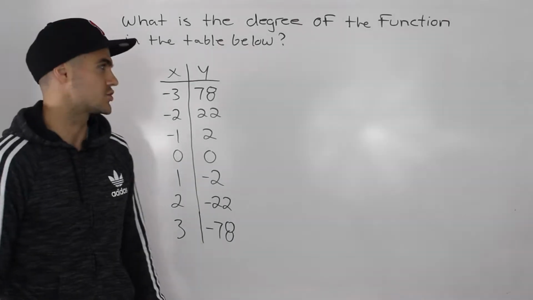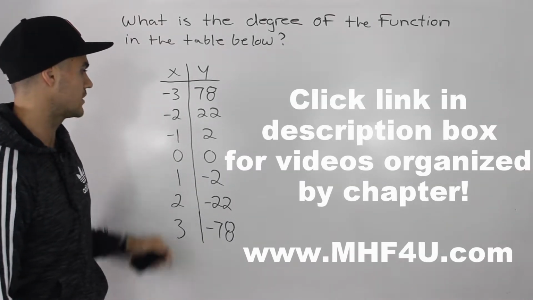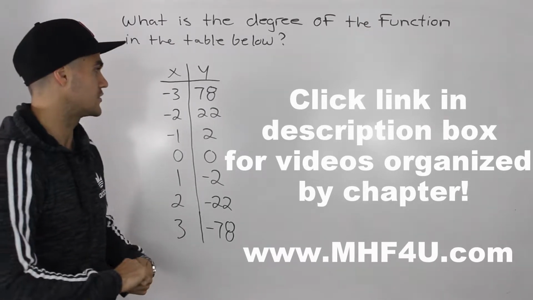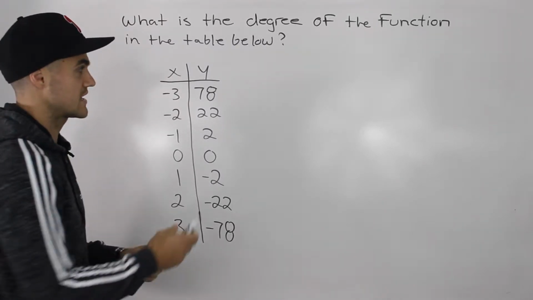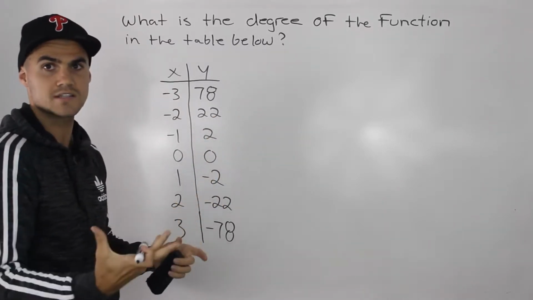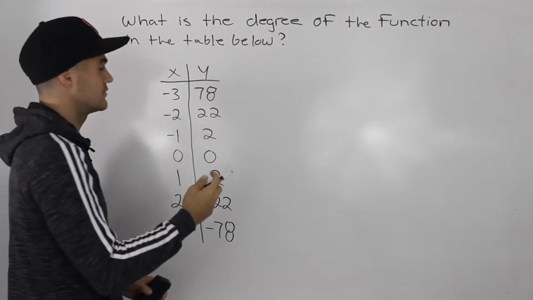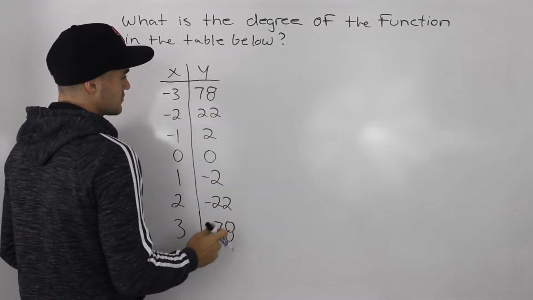Moving on to the next question, we have to find the degree of the function in this table here. So whenever you're given a table of values and they're asking you to find the degree of the function, you have to find the first differences and then see which differences are constant, and then whichever differences are constant, that's going to be the degree. So let's do that. Let's find the first differences of these y values.